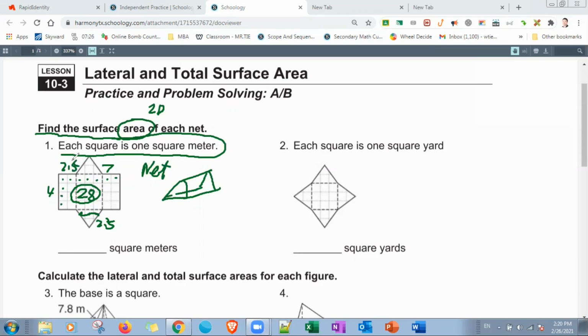Then you add them all together. 2 and a half plus 2 and a half, from here to here together, is about 5. 5 plus 28, you get 33 square meters. That's what you do, because they told you every single square is 1 square meter. How many squares you have is how many square meters you have. All right, and that's how easy that really is.